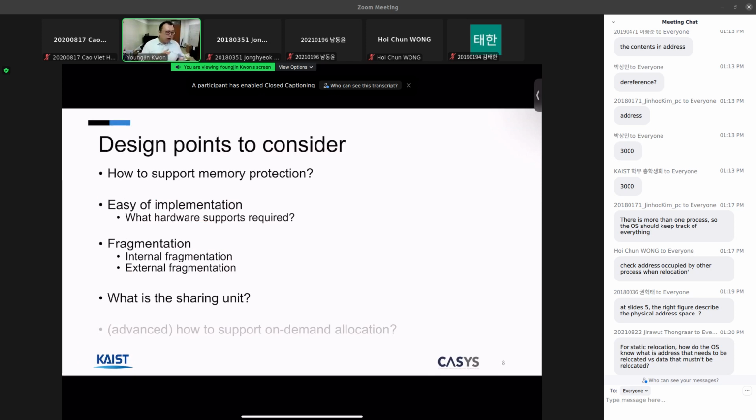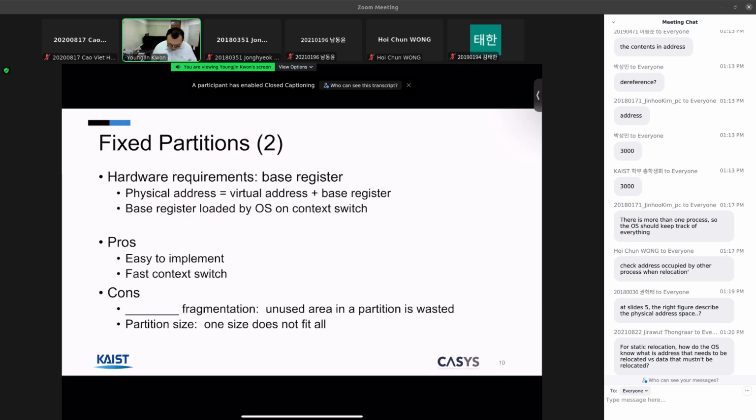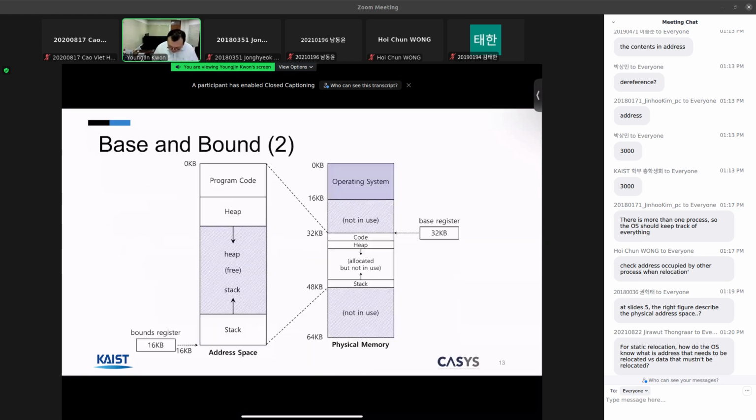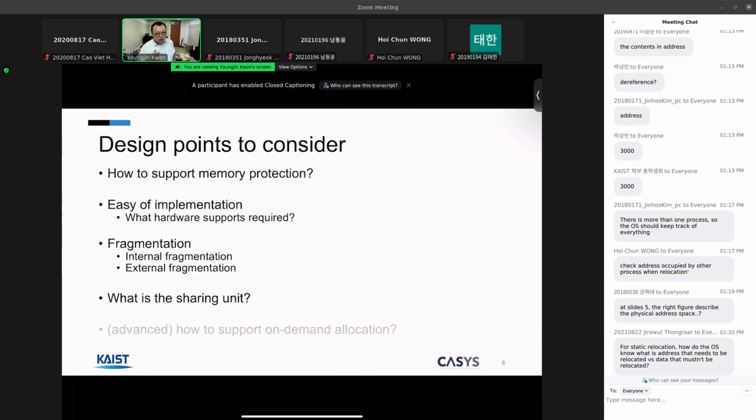Before looking at this, so far we have been talking about the differences between base and bound and other schemes. But here are important design points we need to consider. First, we have to think about how to support memory protection. Protection is key. So when I explain a translation mechanism, think about the protection mechanism. Second, how easy is it to implement this idea? What kind of extra hardware support is required? Third, the most important: fragmentation and memory space efficiency.